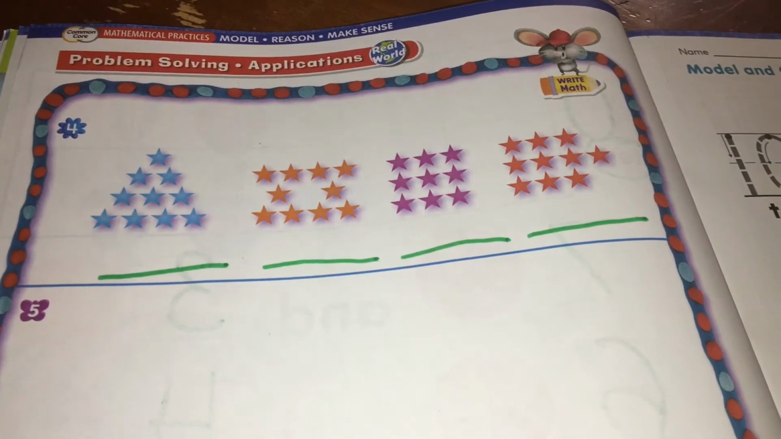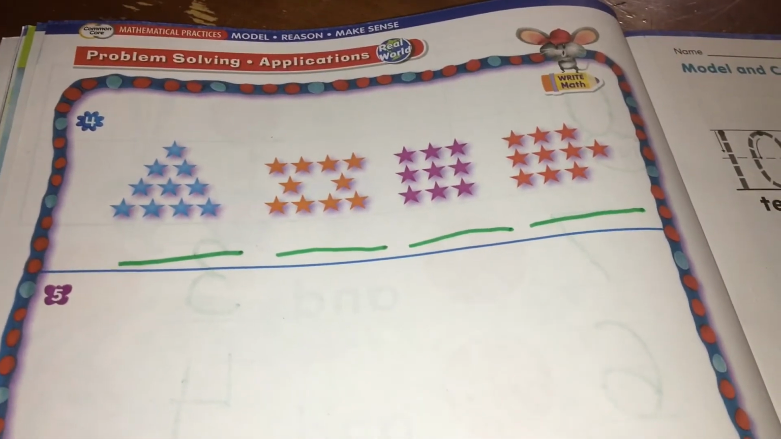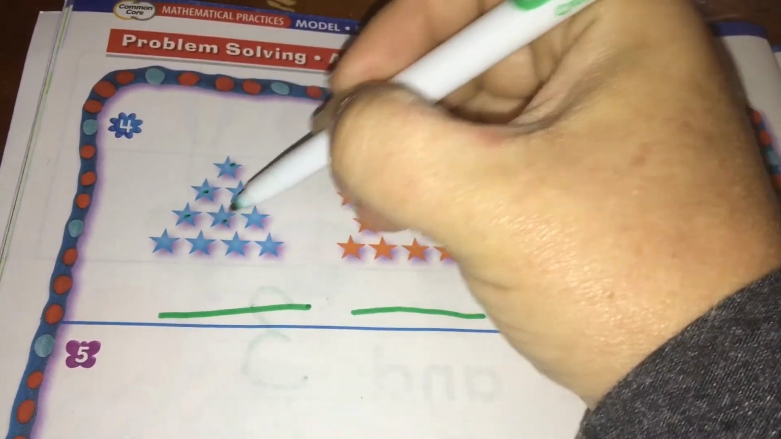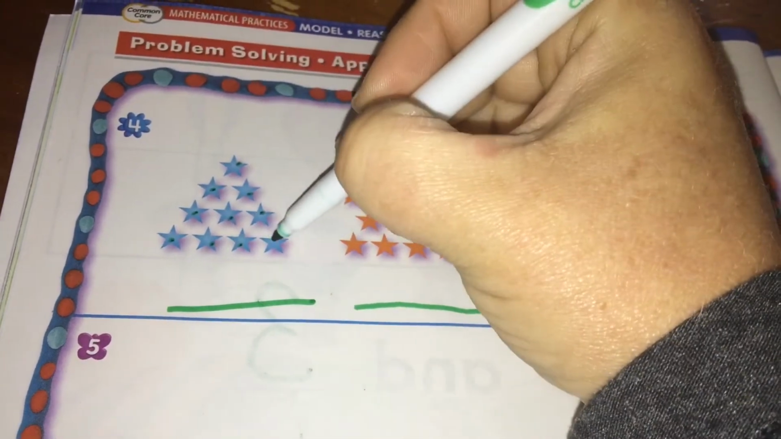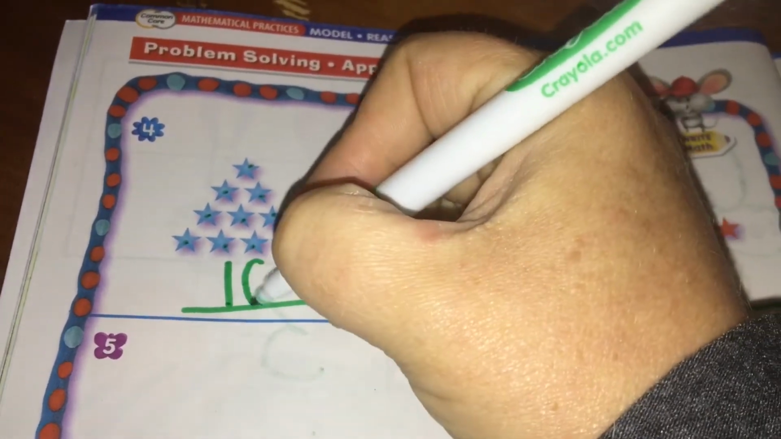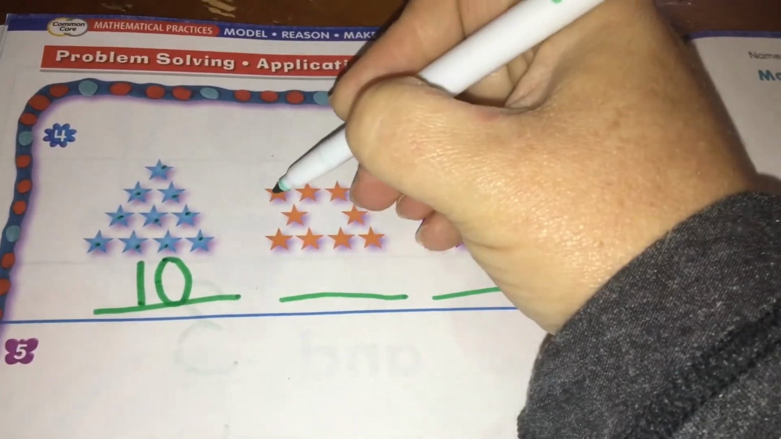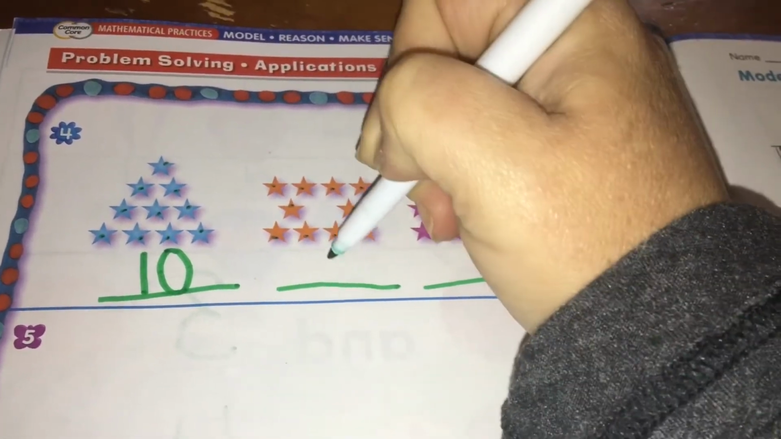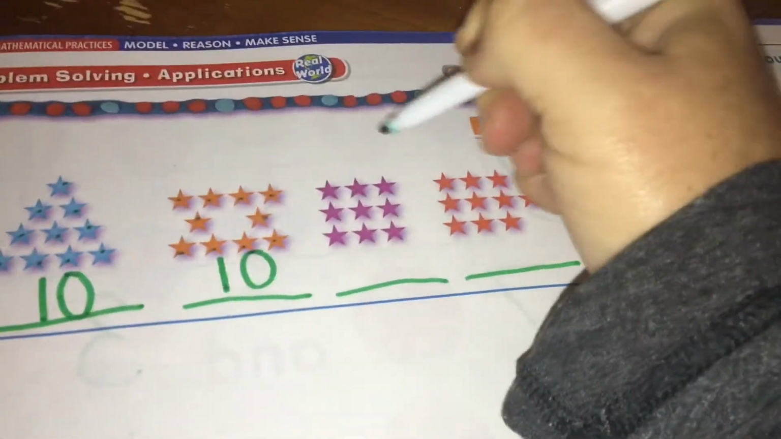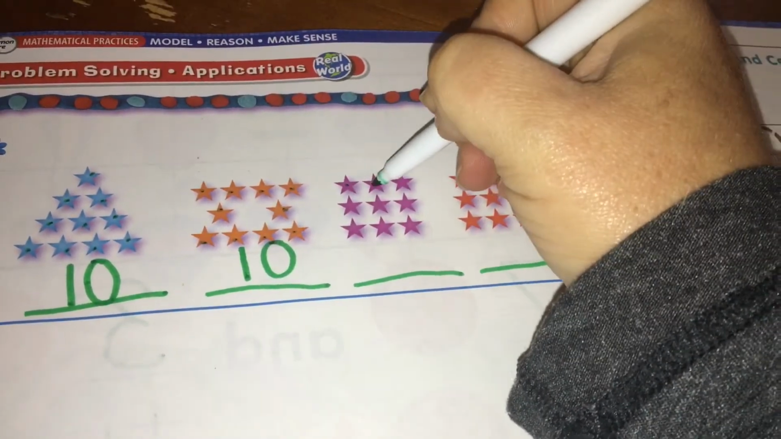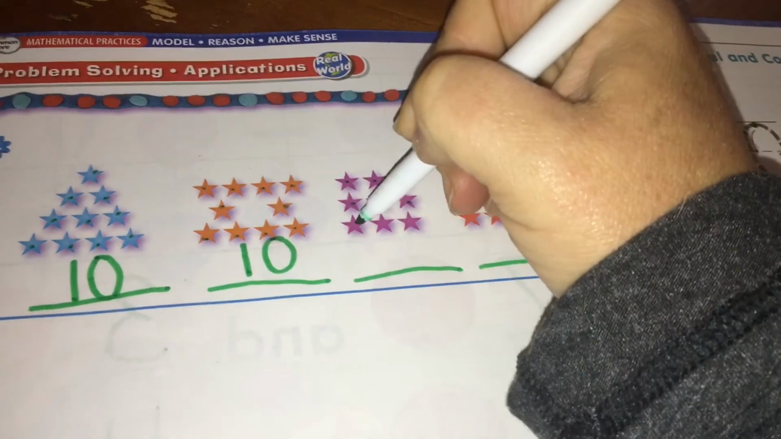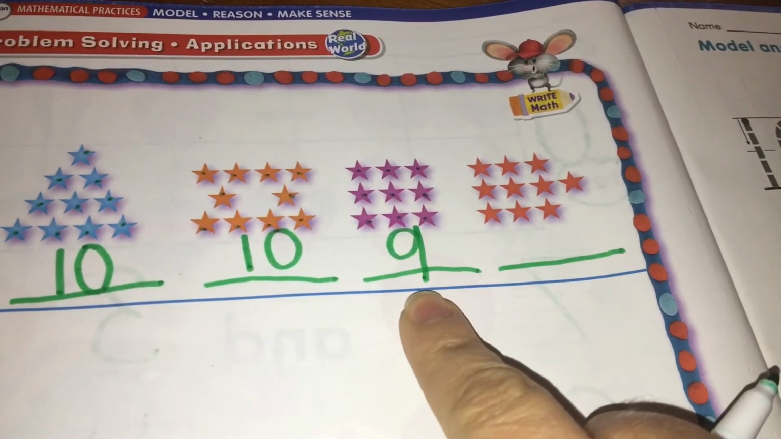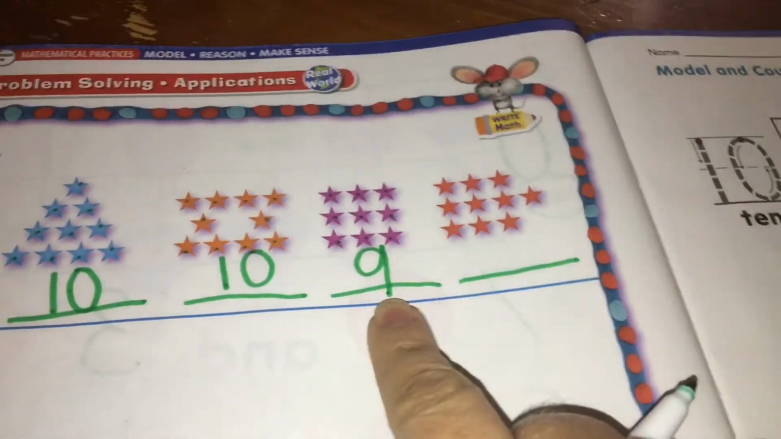Okay, so we are back and we're going to count them together and see if you counted correctly. So 1, 2, 3, 4, 5, 6, 7, 8, 9, 10. So there's 10 in the blue group. Let's count the orange group. 1, 2, 3, 4, 5, 6, 7, 8, 9, 10. There's 10 in the orange group. Let's count the purple group. 1, 2, 3, 4, 5, 6, 7, 8, 9. There are 9 in the purple group. Make sure you make a 9 and not a P, because if you flip that around, that becomes a P.